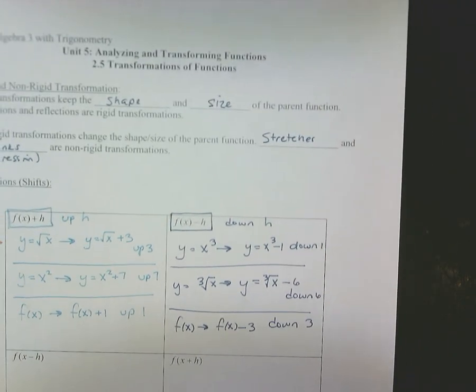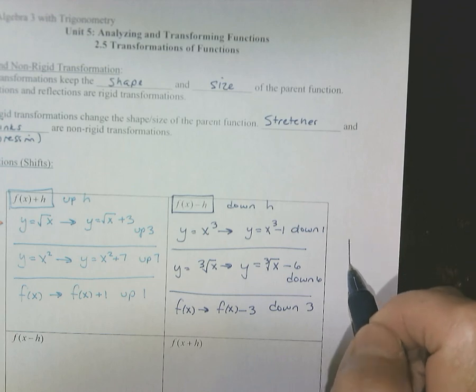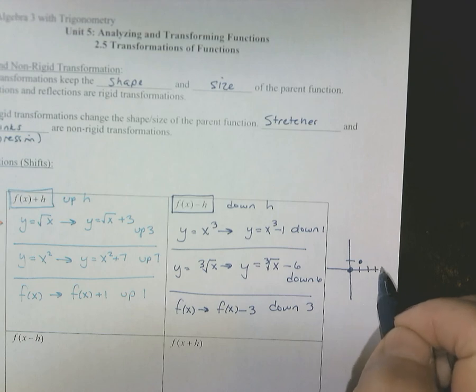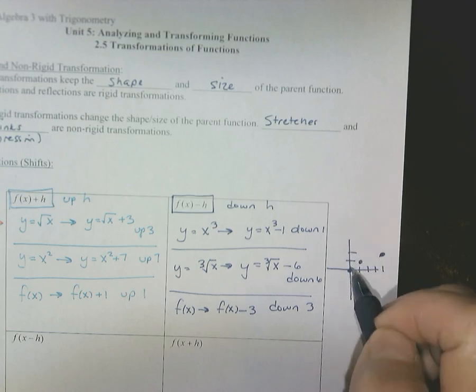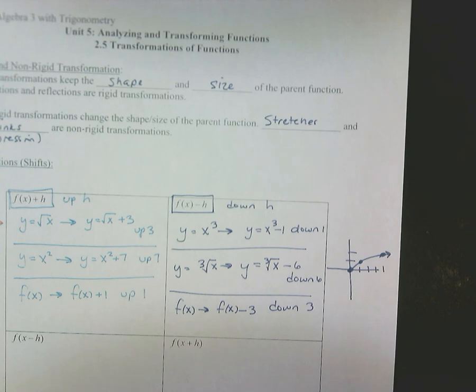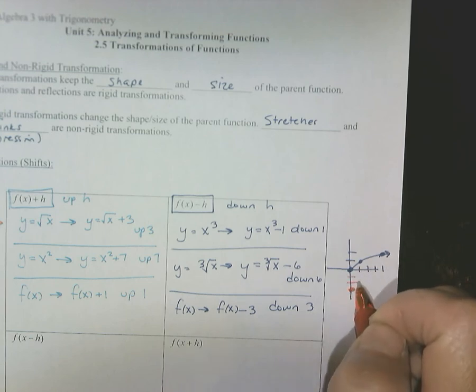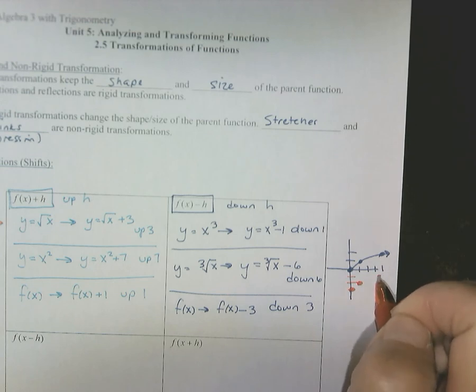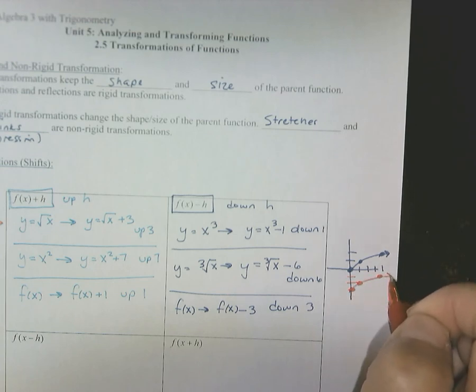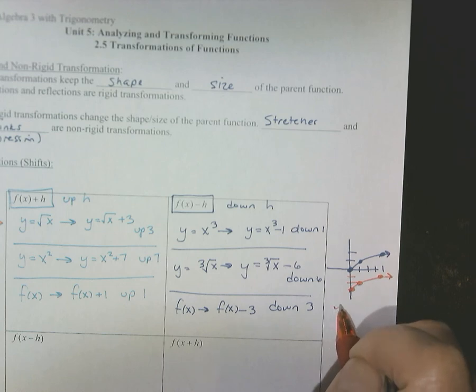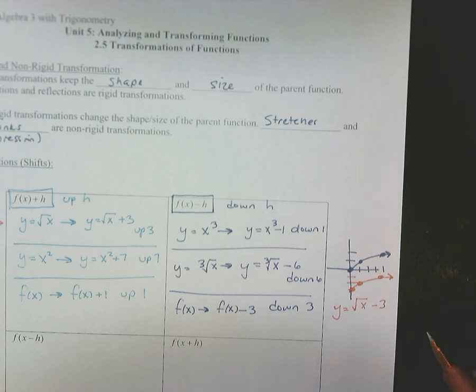So if I go back to my square root of x function again, and I graph 0, 0, 1, 1, 4, 2, there's my function. And say I wanted to go down, let's go down 3. Take everything, go down 3. That's what it looks like. So this would be y equals square root of x down 3.